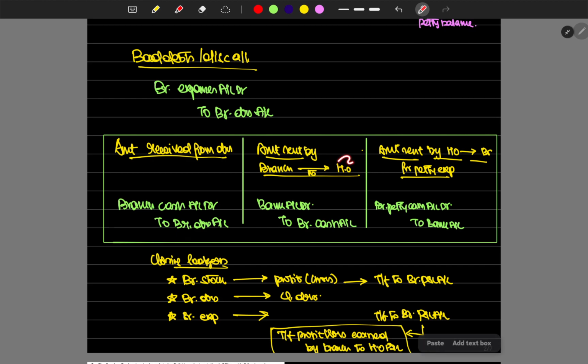If an amount is sent by the branch to the head office, then the branch cash balance should reduce, and our HO bank account is debited. For the amount sent by the head office to the branch for petty cash expenses, the petty cash balance will increase and the HO bank balance will reduce.